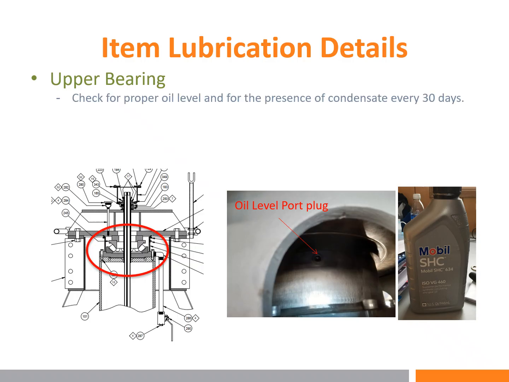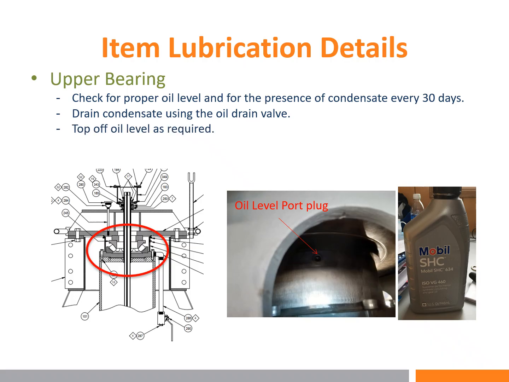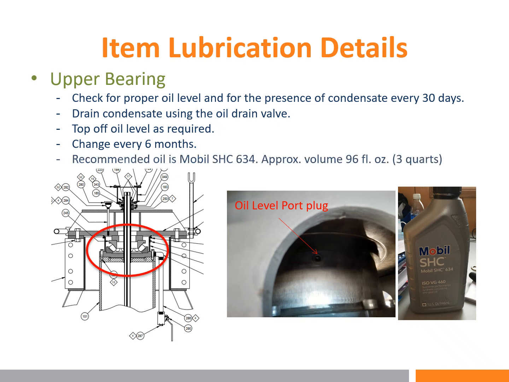Upper bearing. Check for proper oil level and for the presence of condensate every 30 days. Drain condensate using the oil drain valve. Top off oil level as required. Change every 6 months. Recommended oil is Mobil SHC 634. Approximate volume is 96 fluid ounces or 3 quarts. The proper oil level can be determined by removing the oil level port plug. Oil level should reach the bottom of the oil level port plug.